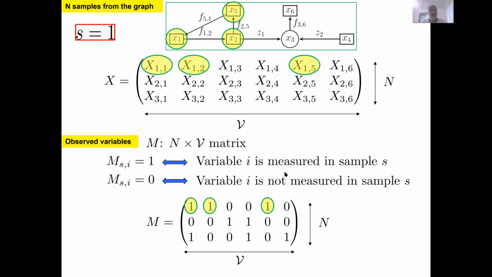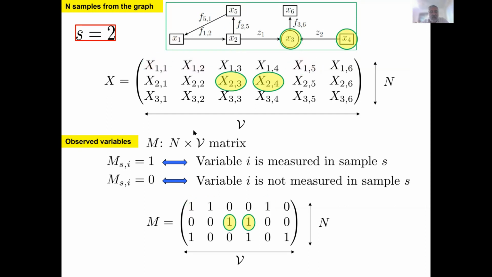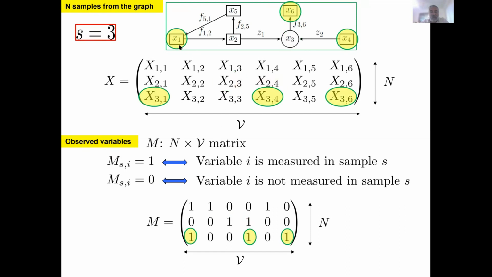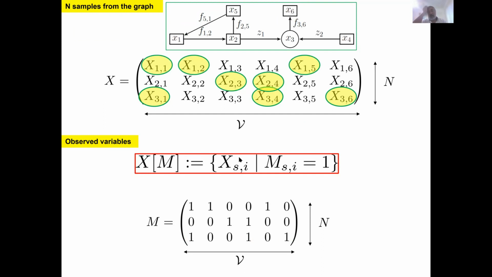Now, using that particular matrix M as an example, the following figure shows the observed variables in sample 1. So we do observe those entries of the matrix X. Those are the observed variables in sample 2, and those are the corresponding entries of the matrix X. And those are the variables observed in sample 3, and those are the corresponding entries of the matrix X. Now, using Python programming notation, write X[M] for the subset of observed entries of the matrix X.